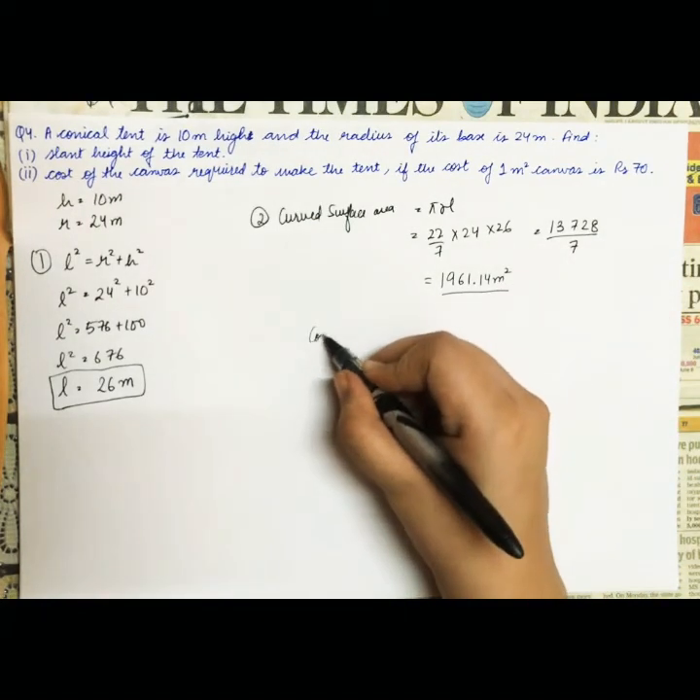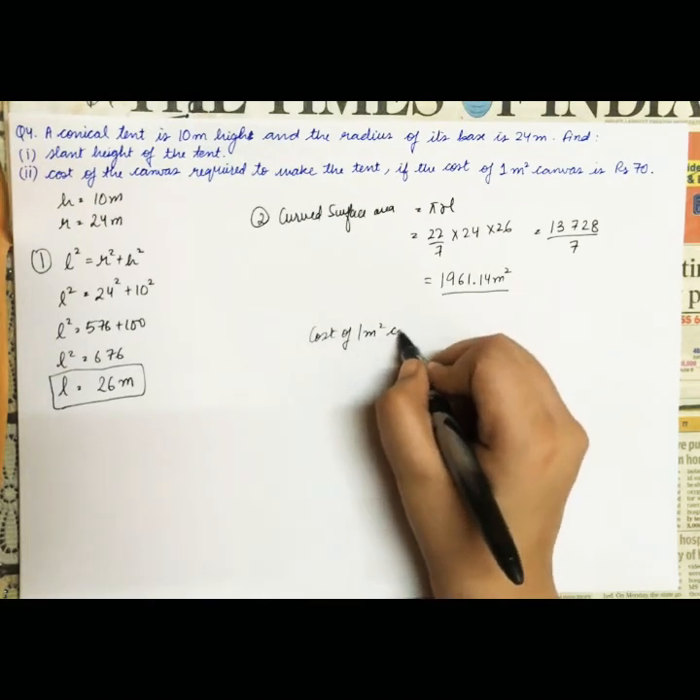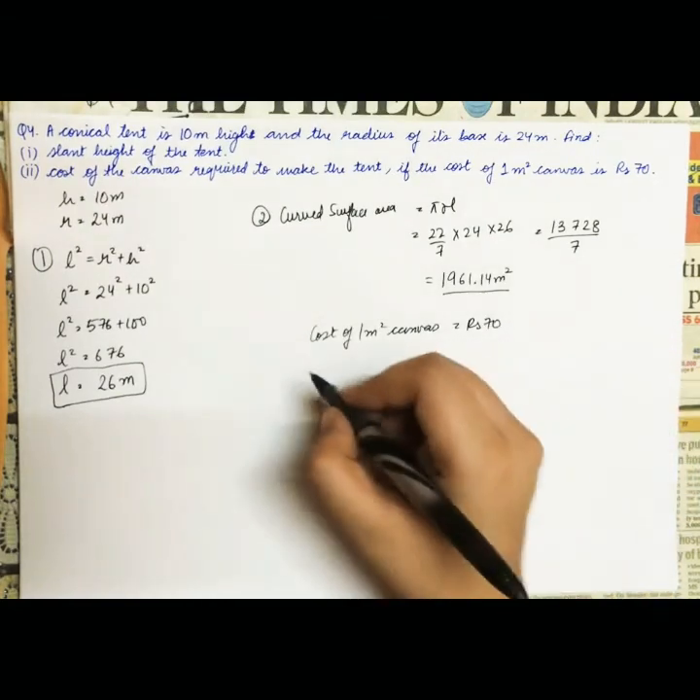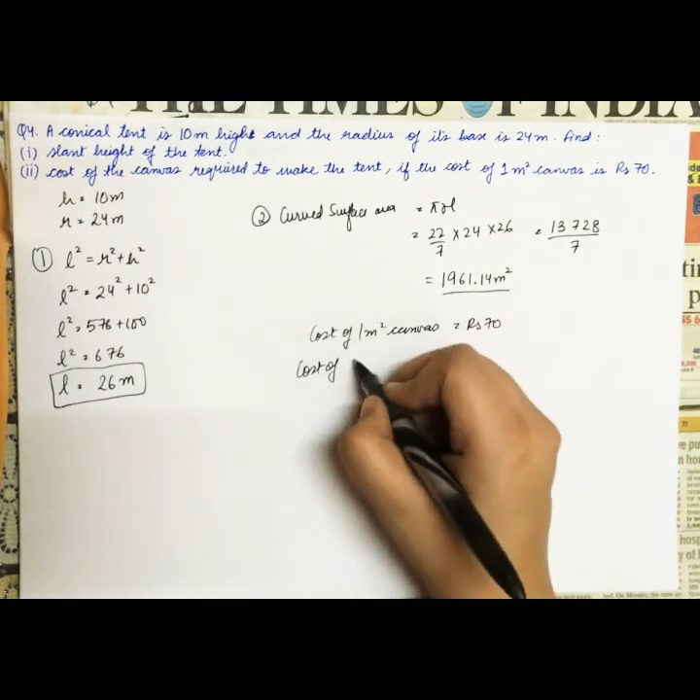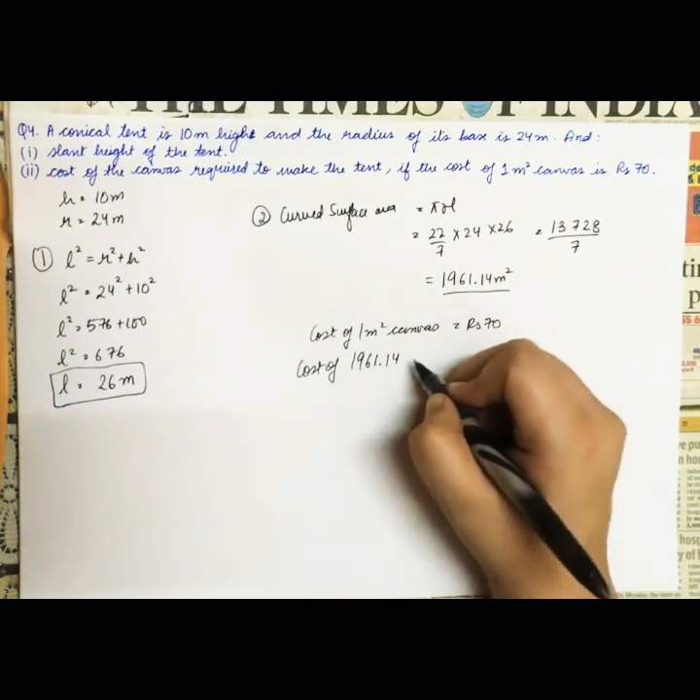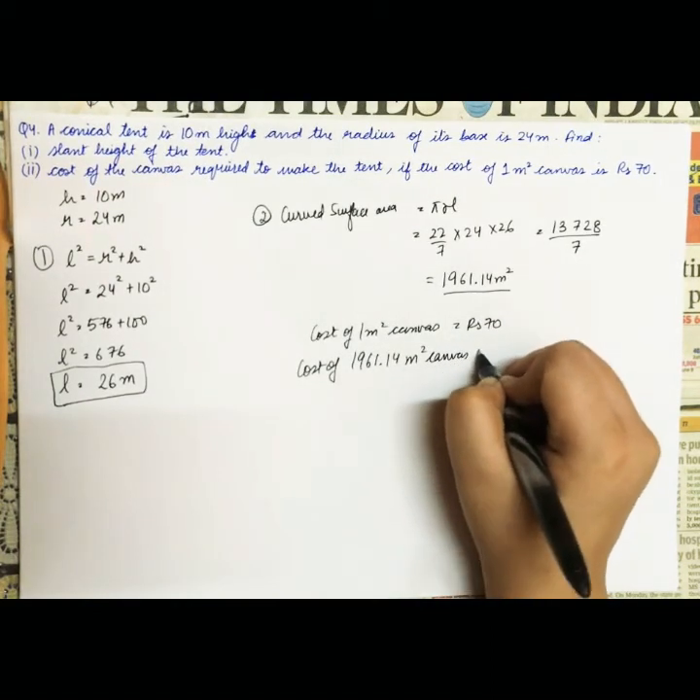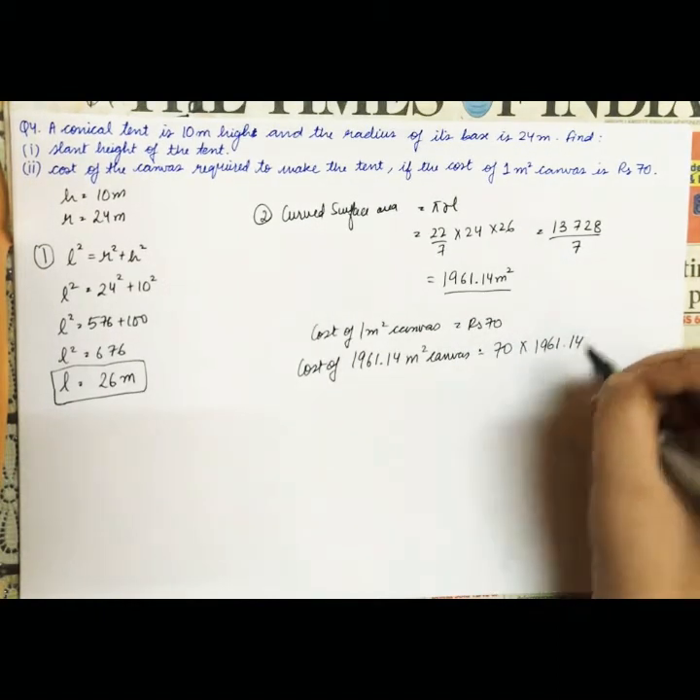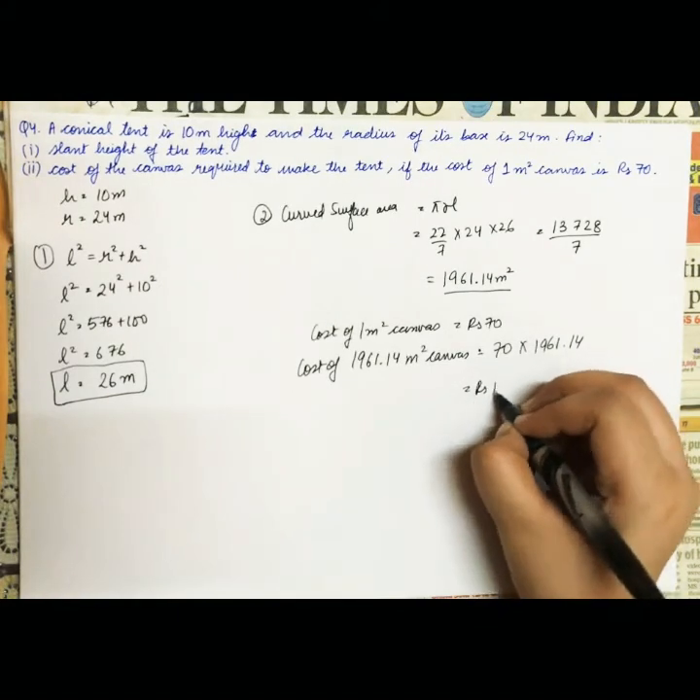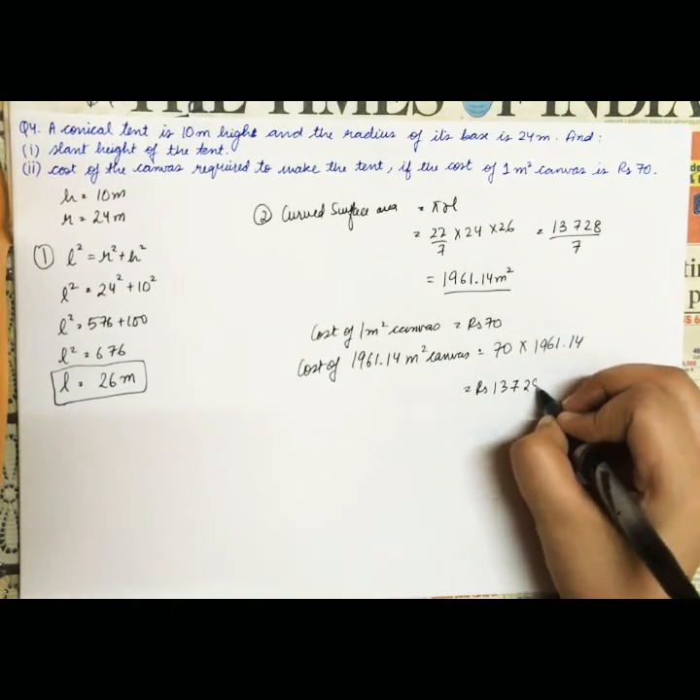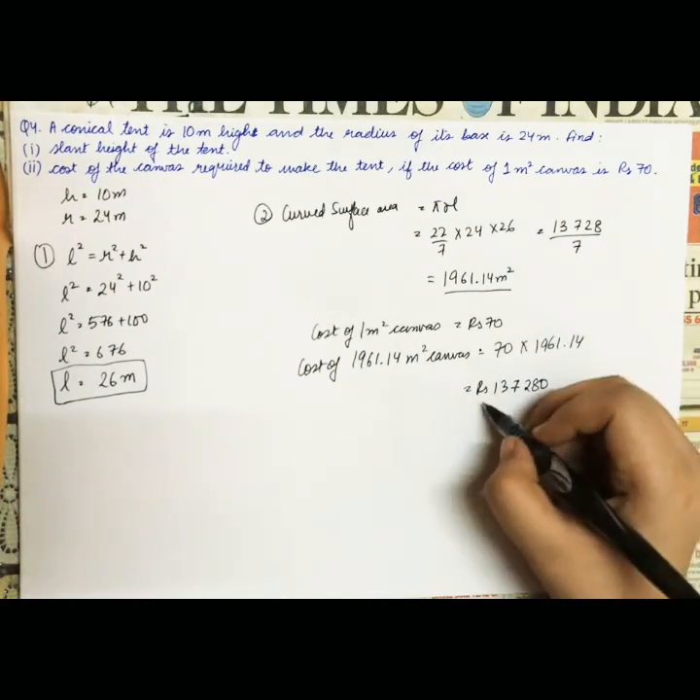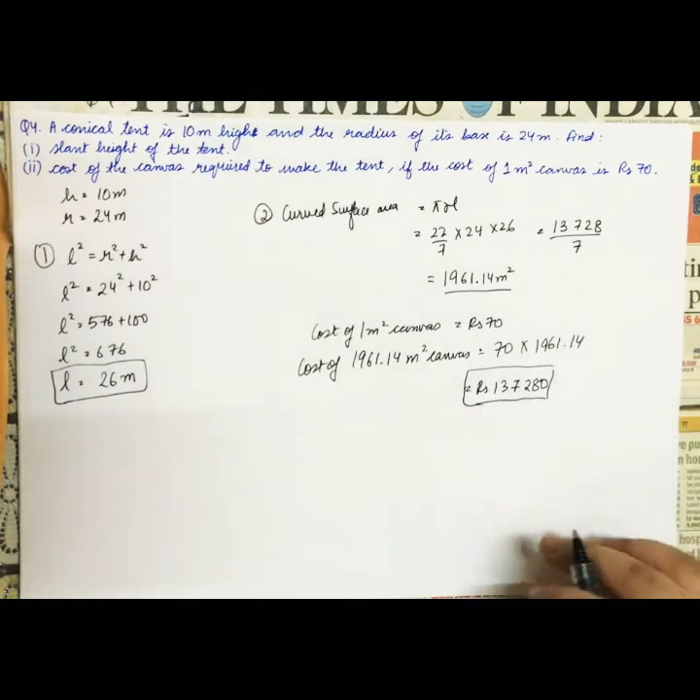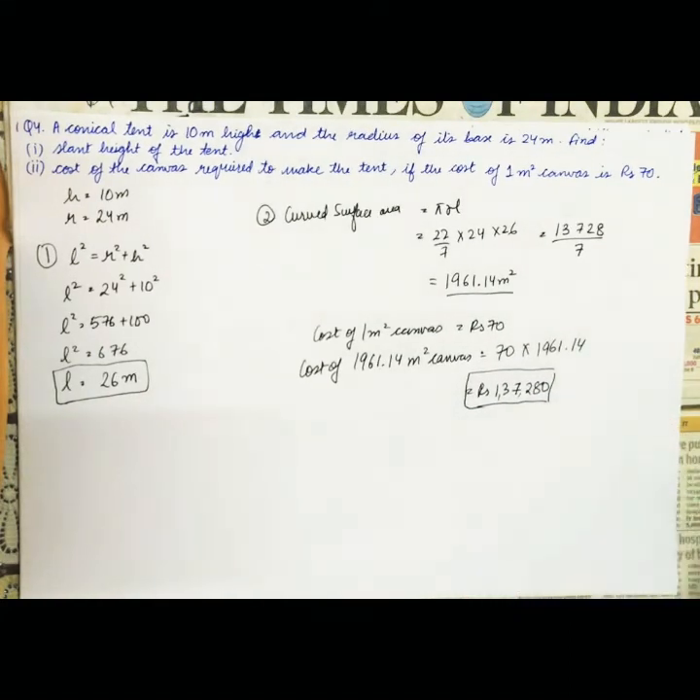Now cost of 1 meter square canvas that is used to make the tent is rupees 70. Similarly, cost of 1961.14 meter square canvas will be 70 into 1961.14, which is equal to rupees 1,37,280. Therefore, the cost of the canvas required is 1,37,280.